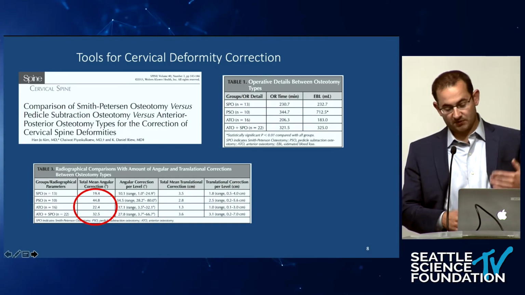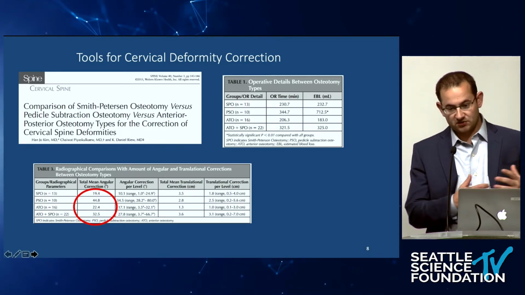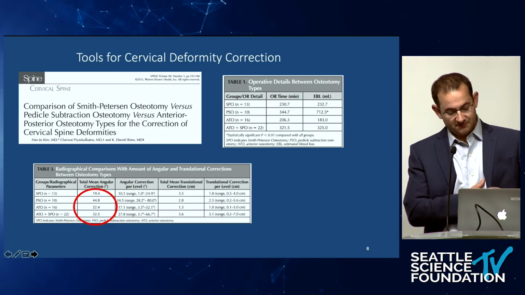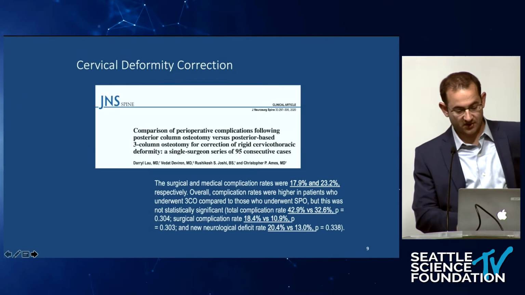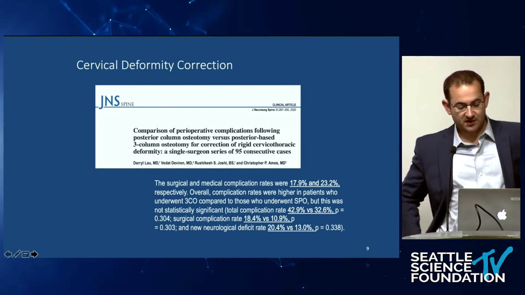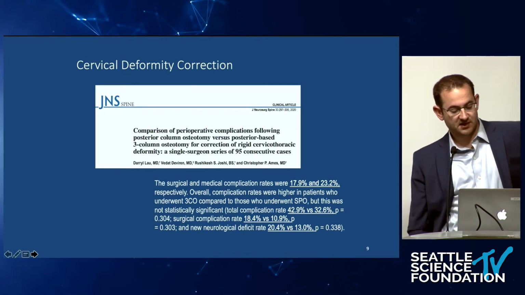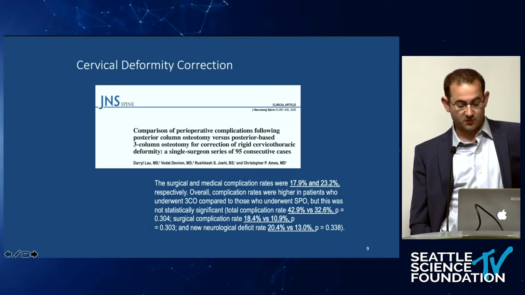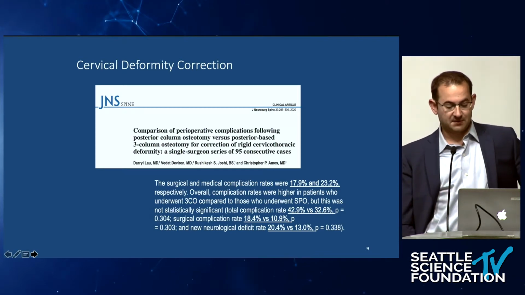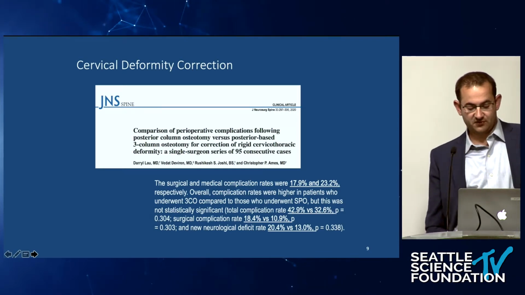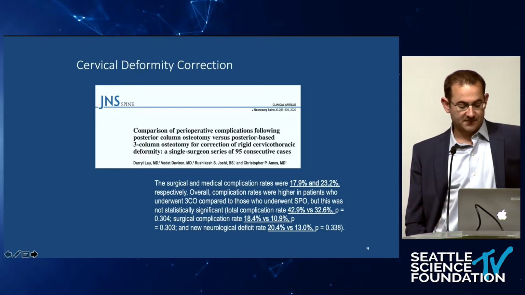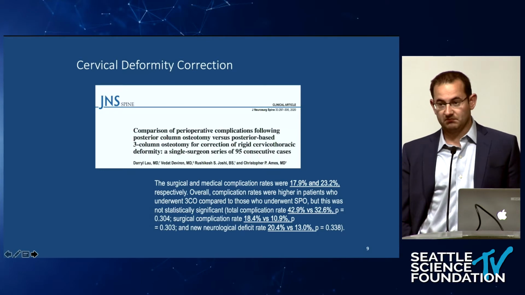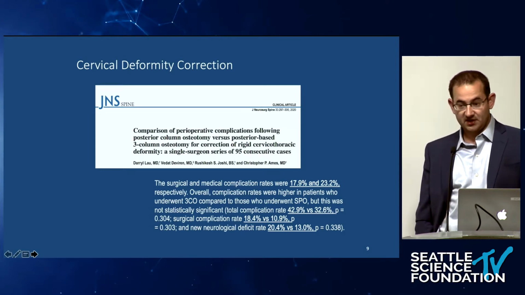I'll show some cases where, with the corpectomy and some additional techniques, we're able to achieve in the right patient some angular corrections almost equivalent to PSO. Likewise, this is Chris Ames's 95 consecutive series of his own patients, and you can just look at the startling complication rate in the 30s and 40s for 3-column and even SPO osteotomies. New neurologic deficits, although most of them are transient, 20%, 13%.